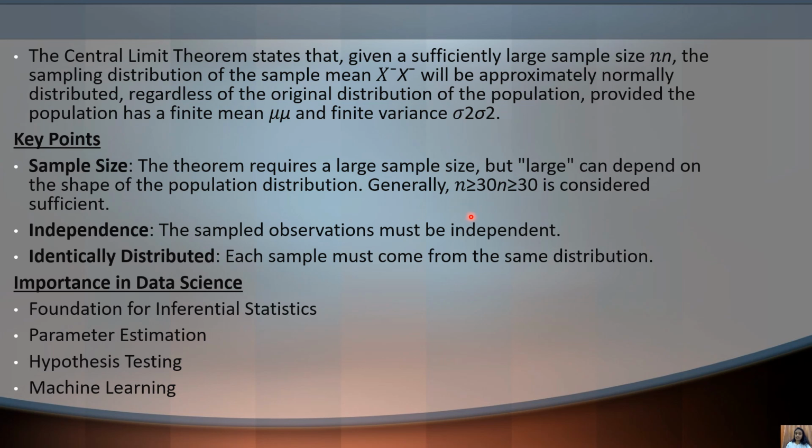Generally, n should be greater than or equal to 30 is considered sufficient. Next comes independence. The sampled observations must be independent; they should not depend on each other. Next comes identically distributed, which means each sample must come from the same distribution.